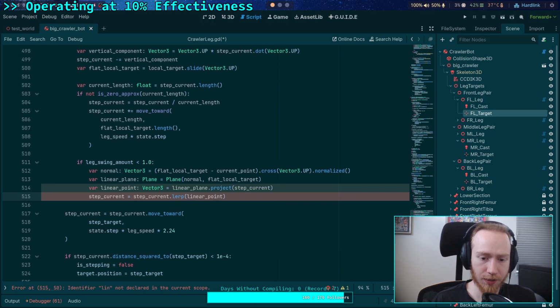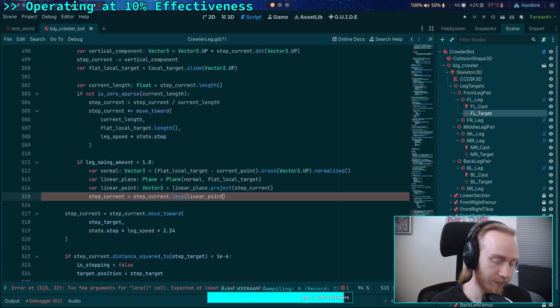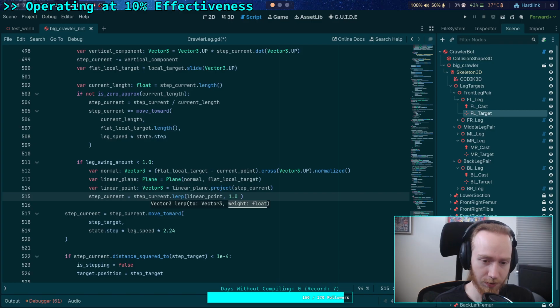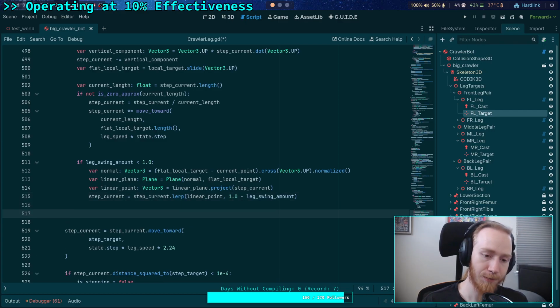Interpolate to linear points. And then this is, so if this were to be 1, then it would be all the way there. So actually I do a linear point. No. Yeah, because this would be near 0. So yeah, I say leg swing amount. That's right. Okay. At nearly 1, this will be nearly 0 for a small interpolation. Okay. So I do all that.